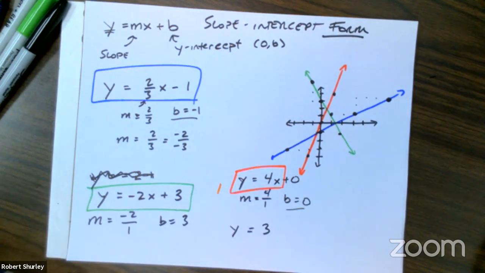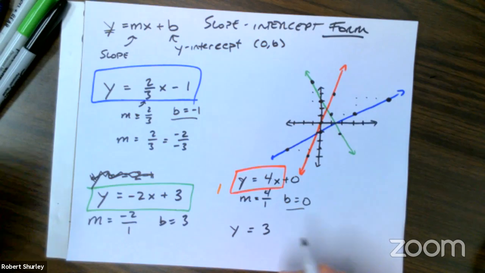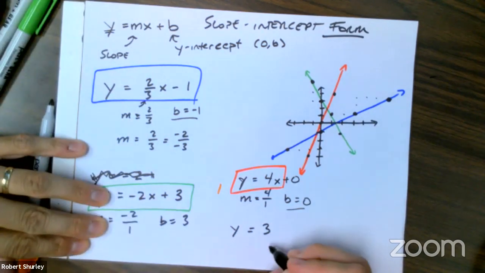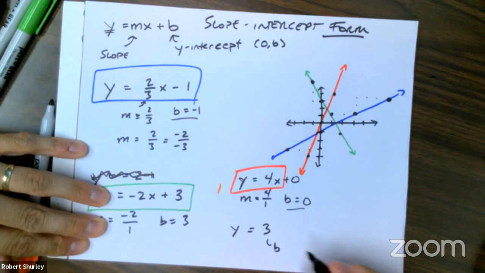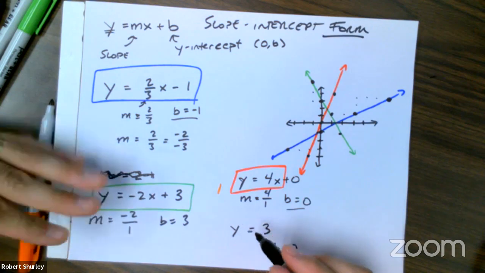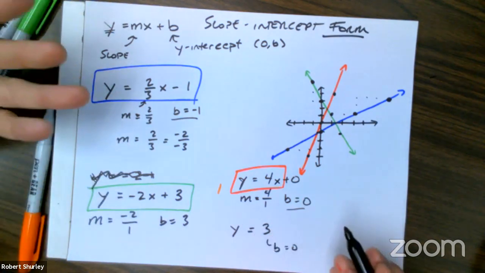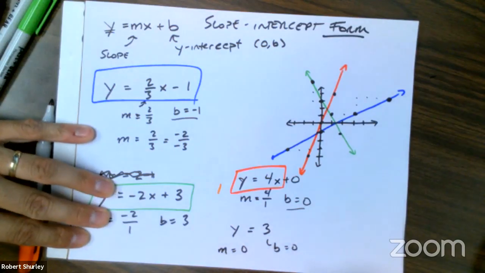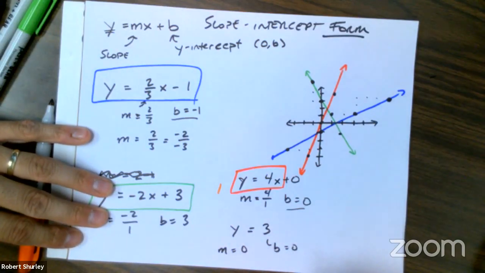Okay, y equals 3. That's our b. So our b is going to be 3 because it's the constant. But there's no x. Now, if there's no x, again, that doesn't mean that there's not a slope. It means that the slope is 0. Okay? The slope is 0.